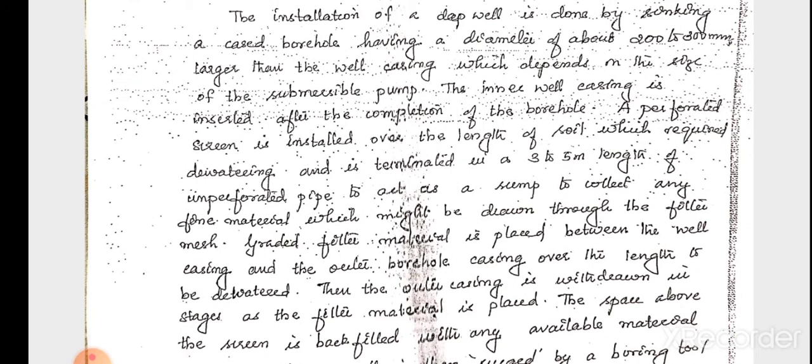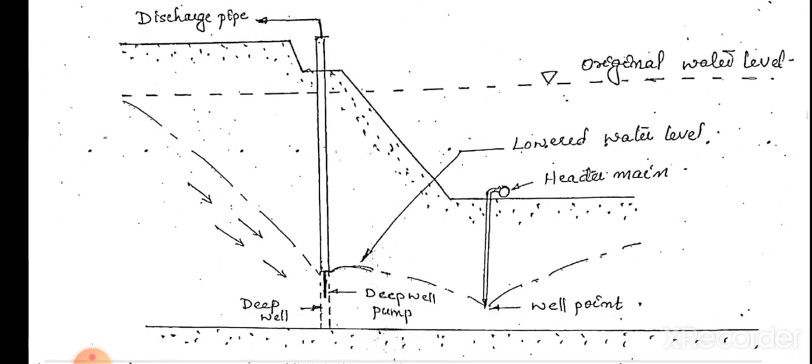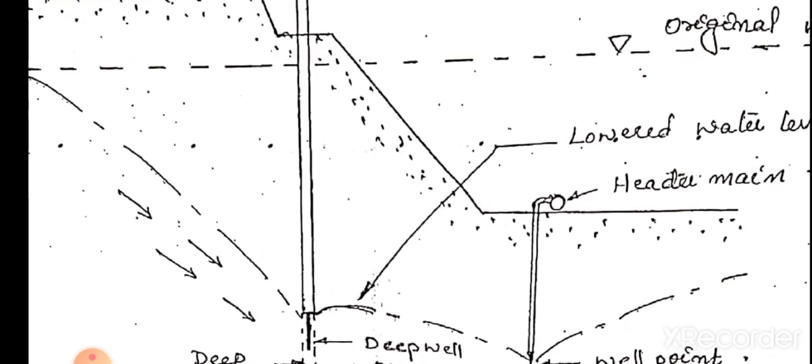So after that, the inner well casing is inserted after the completion of the borehole. A perforated screen is installed over the length of the soil. So around this well casing there is a perforated screen, which is required for dewatering, and it is terminated in a 3 to 5 meter length of unperforated pipe. Actually, these perforations are there in this well casing, that is the discharge pipe, so only up to a certain length there are perforations.